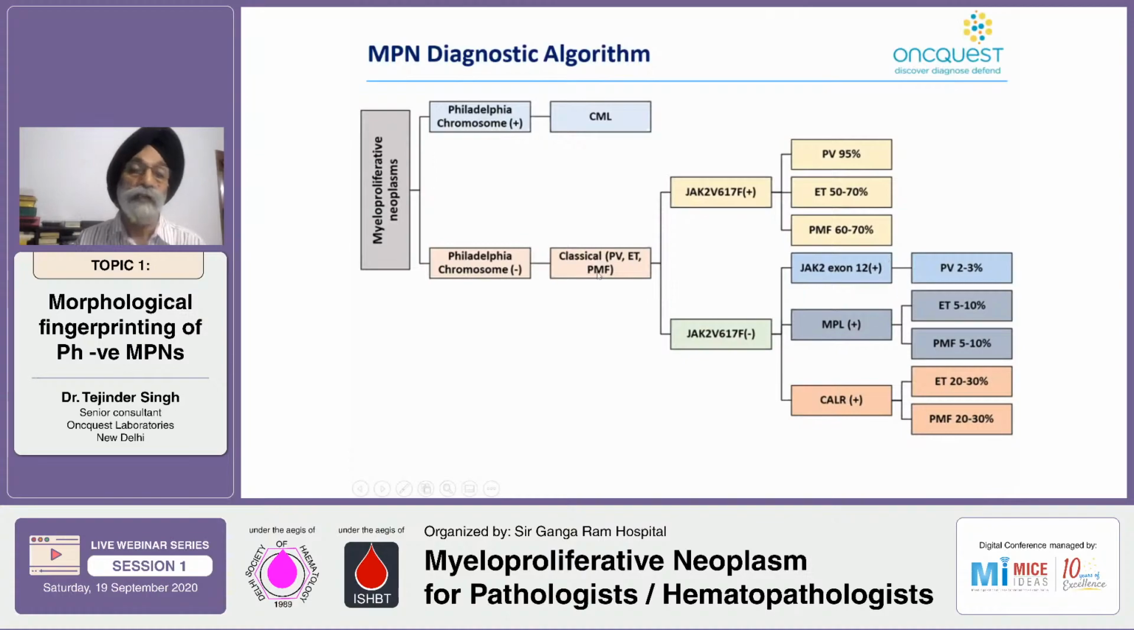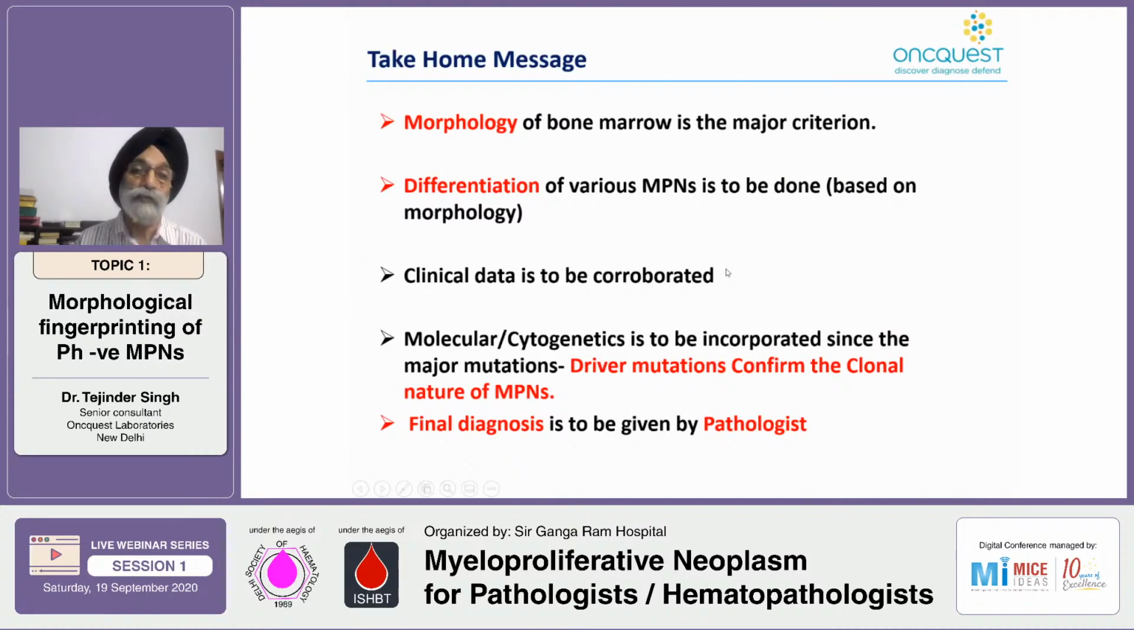So in myeloproliferative neoplasms, what we have to do is BCR-ABL for CML. Otherwise, we have to go through JAK2, followed by CALR, and then followed by MPL. So the take-home message is that a driver mutation, in any case, has to be proved. The second thing is the morphology, because JAK2 could be positive in all three. Therefore, it is the morphology which will give us the diagnosis, whether we are dealing with PV, ET, or a case of primary myelofibrosis. The clinical data is to be correlated with the morphology. Driver mutations will confirm the clonal nature of the disease.